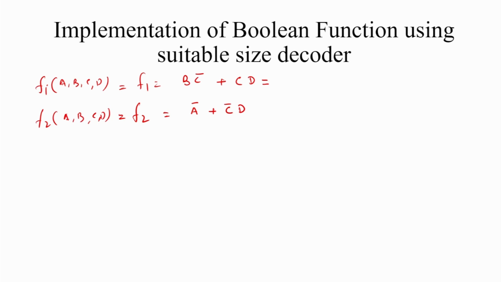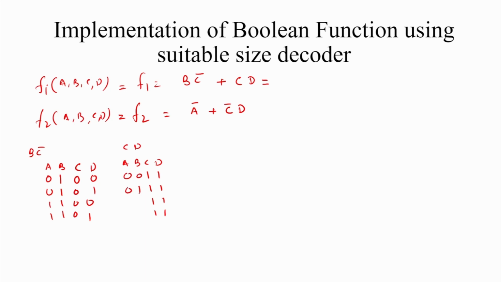Now, the question is what the possible input combinations are. The first term represents A, B, C, D. For the first term BC', the B value and C value are fixed: B is 1 and C is 0, then BC' gives a 1. The possible values of A and D are 00, 01, 10, 11. Similarly, for representing the term CD, C and D are fixed and the rest change: A, B are 00, 01, 10, 11. This represents the minterms M4, M5, M12 and M13.